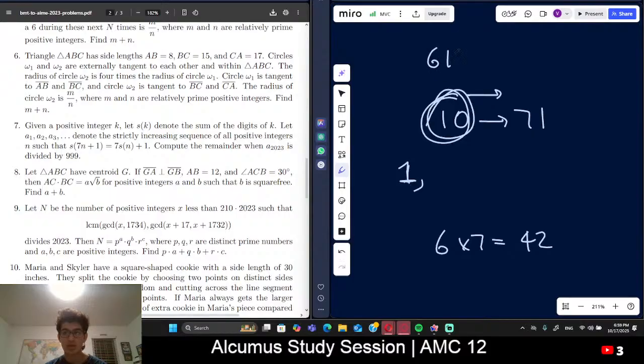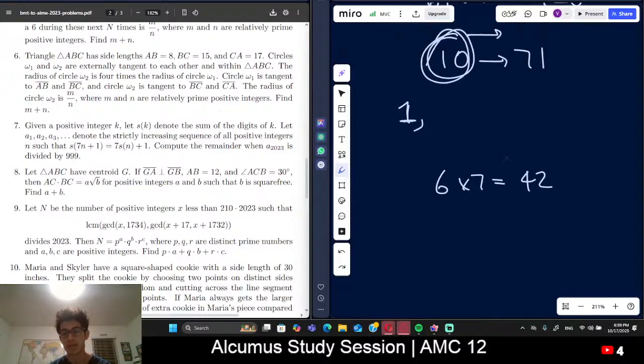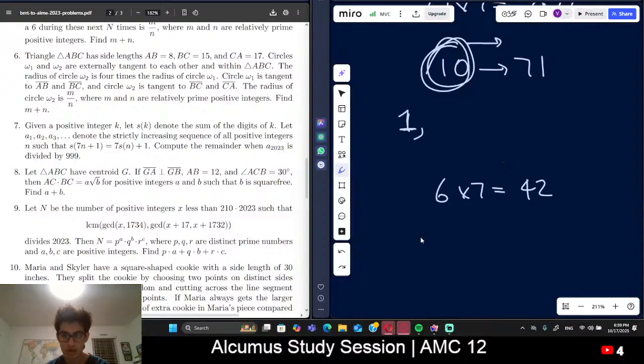If you have something like 61 times 7, what does this give you? This gives you 426. And this is obviously not 7 times as much as this. Like the big difference there. So that suggests to me, because we got a 7 times s of n, that's a huge difference. So you want s of n to be small, but s of 7n plus 1 to be a lot bigger than that. And I think for that, it's necessary that you have only ones and zeros.